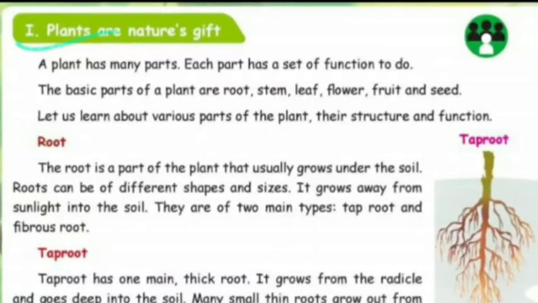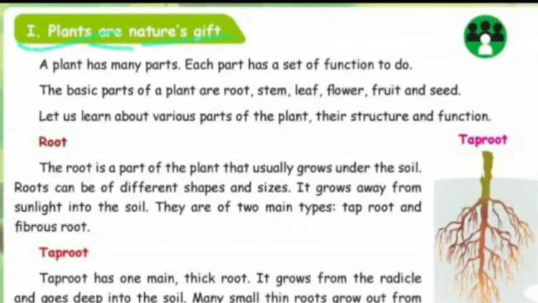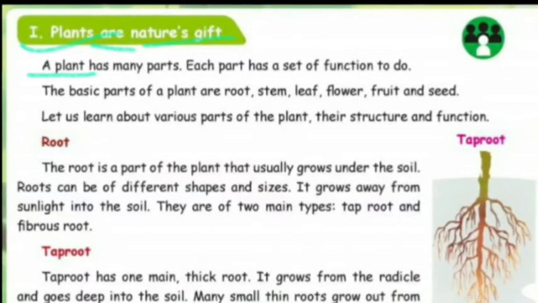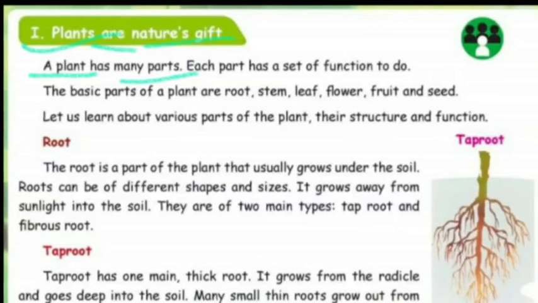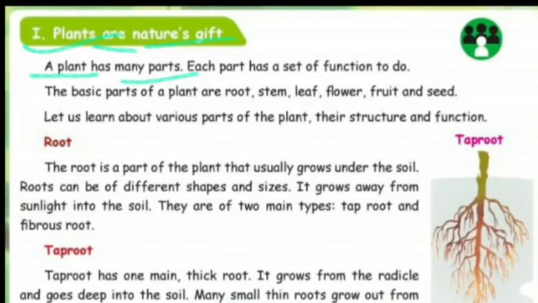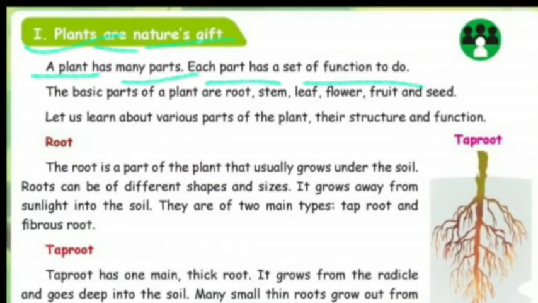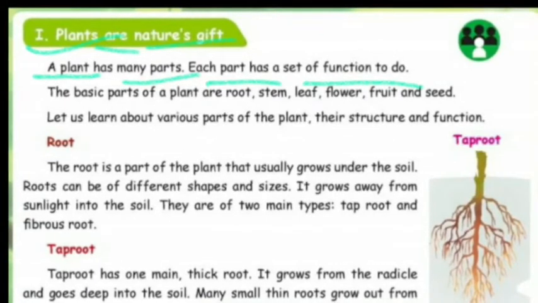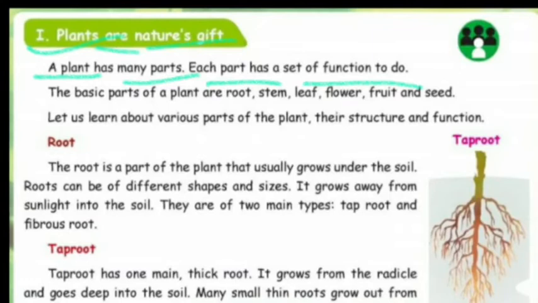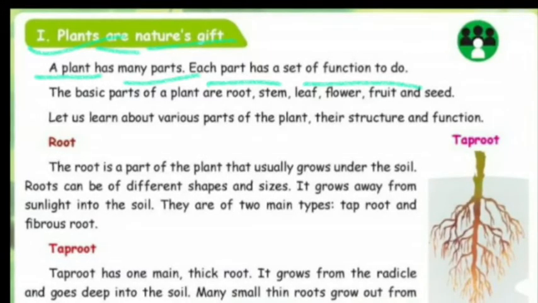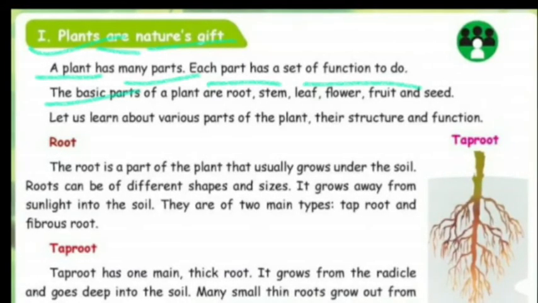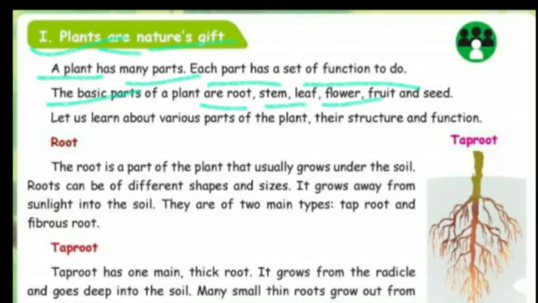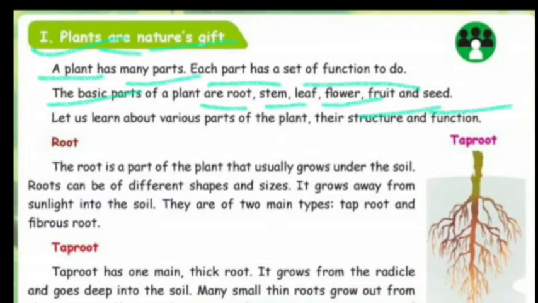Plants are nature's gifts. So let us continue about plants. A plant has many parts, okay? Each part has a set of functions to do. As I told you before, each part of the plant does its own functions. The basic parts of a plant are root, stem, leaves, flowers, fruits and seeds.